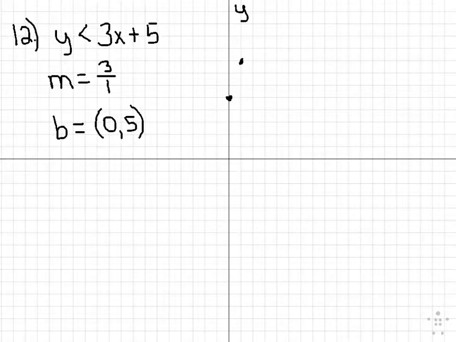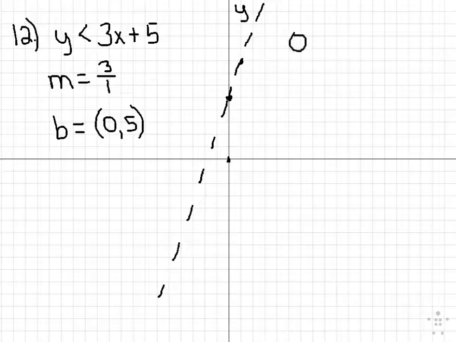And because this does not have an equal sign with the inequality, that means it's just going to be a dotted line or a broken line, dashed line, however you want to say it here. Everything on this line does not make the inequality true. However, there's still a side that does work, so I choose the point (0, 0). It's an easy point to plug in.